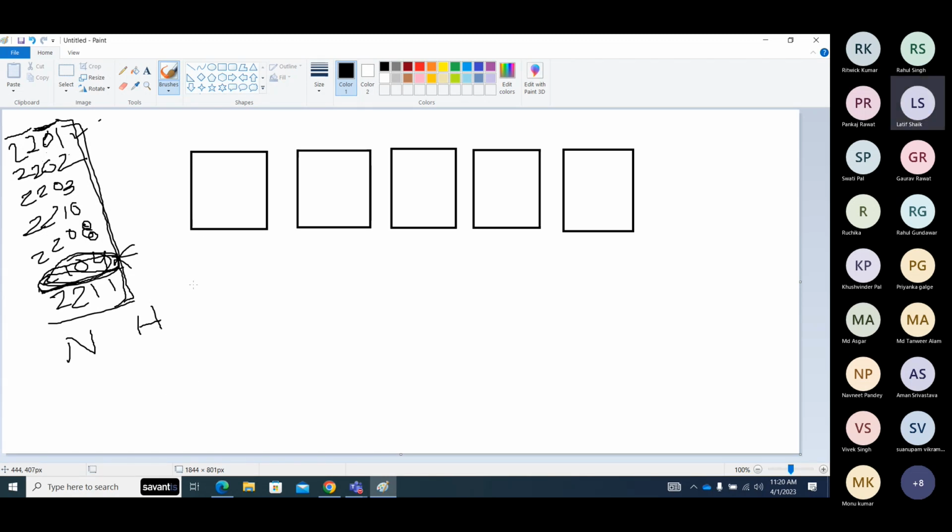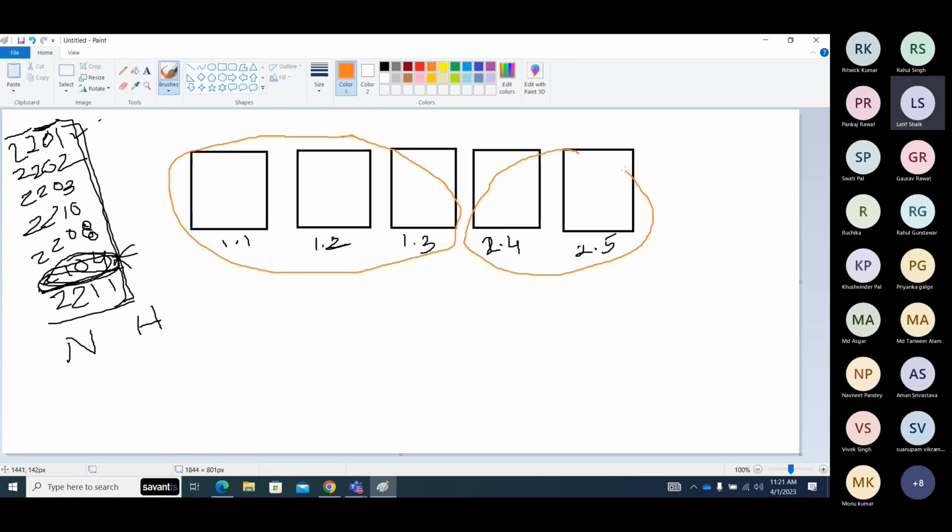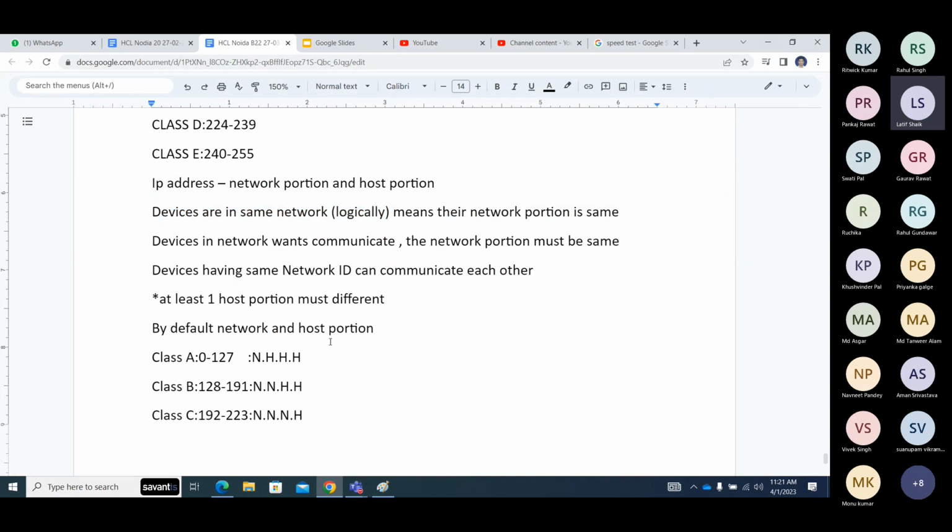Devices must have their network IDs. For example, network ID is 1, host ID is 1. Network ID is 1, host ID is 2. Network ID 1, host ID 3. Network ID 1, host ID 4. For example, I put network ID 2, host ID 4. Network ID 2, host ID 5. So what will happen here? Logically, this is one network and this is a separate network. So both won't communicate with each other directly. Of course, we need a router for that. Directly they cannot communicate because their networks are different. Guys, do you understand the network and host portion concept?